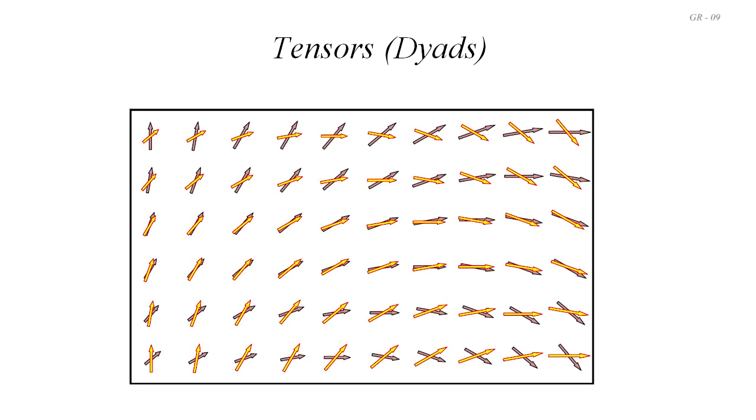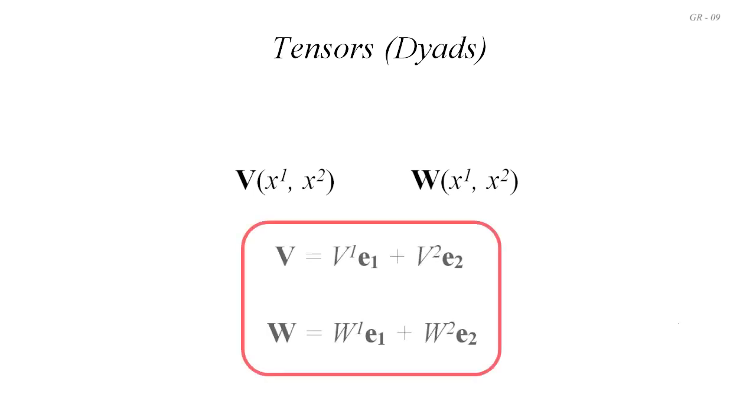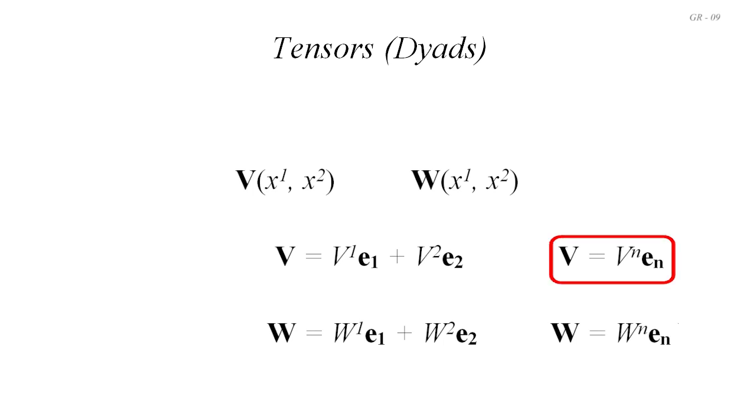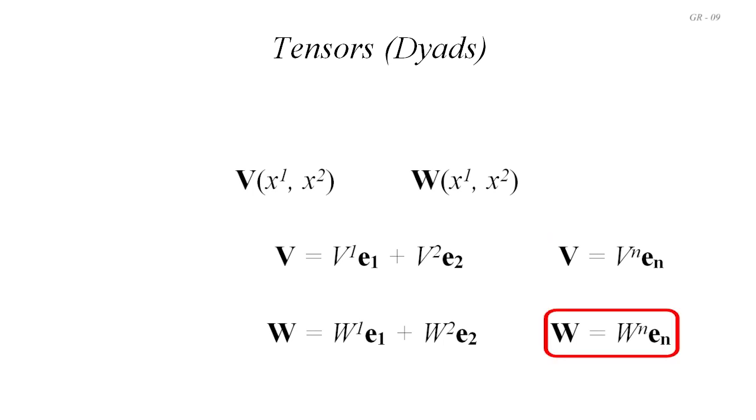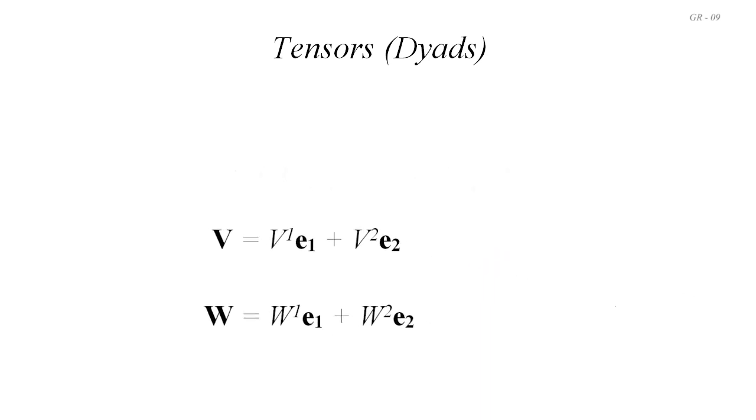Well, sticking with our two-dimensional space, we know that as separate vector fields, v and w are each likely to vary in some way over x1 and x2, and so we could write these as functions. We also know, of course, that in any particular two-dimensional frame of reference, we could write the vectors in terms of their contravariant components and the basis vectors of the particular frame, like this, where this is the summation form, v equals vn en and w equals wn en. So the question now is, what do we mean by the tensor product of these two vectors?